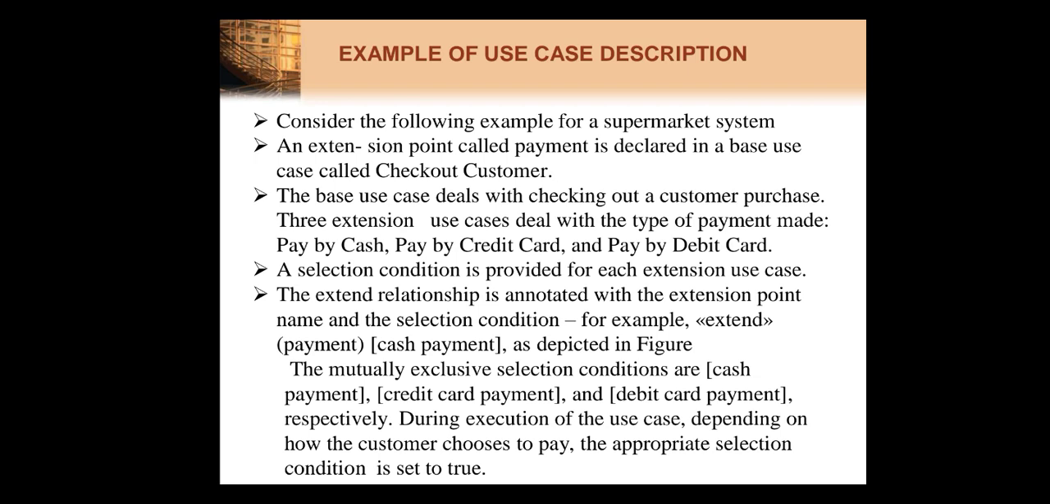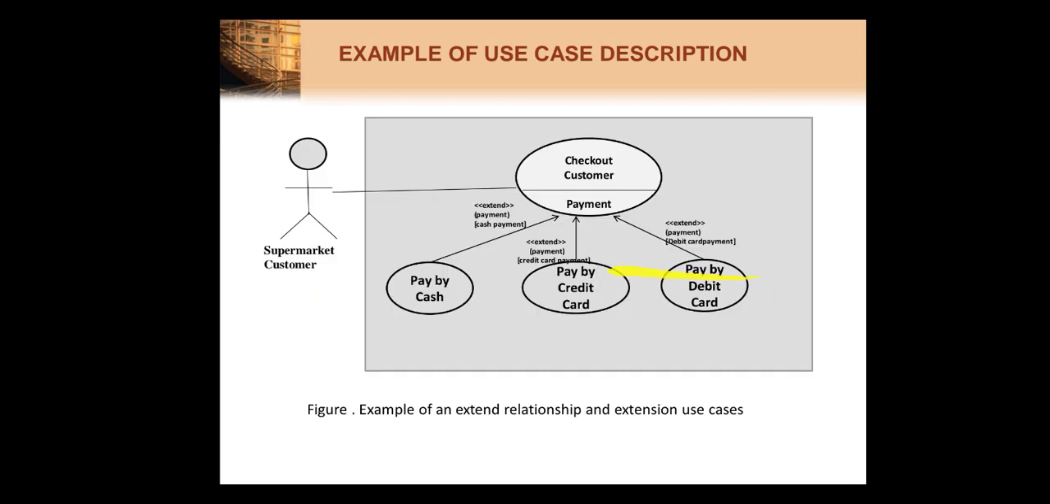Now here we will take an example. We are taking an example of a supermarket system where we want to do the payment. We have multiple choices: pay by cash, pay by credit card and pay by debit card. So our base use case is Checkout Customer. Checkout means we now want to pay. So the payment is nothing but an extension point. This is called an extension point, which is shown inside your use case.